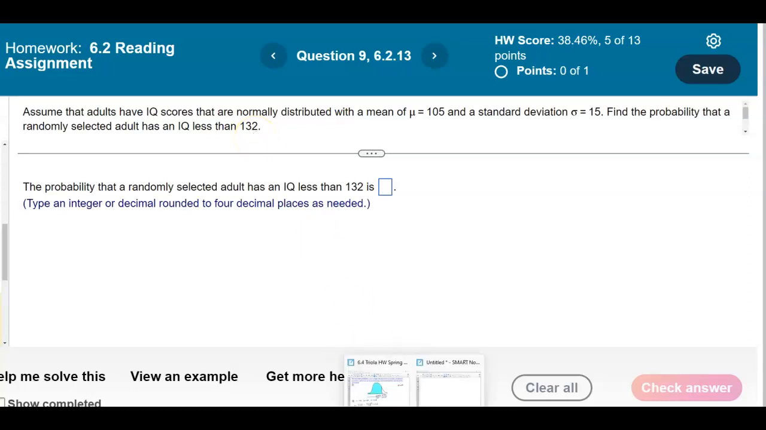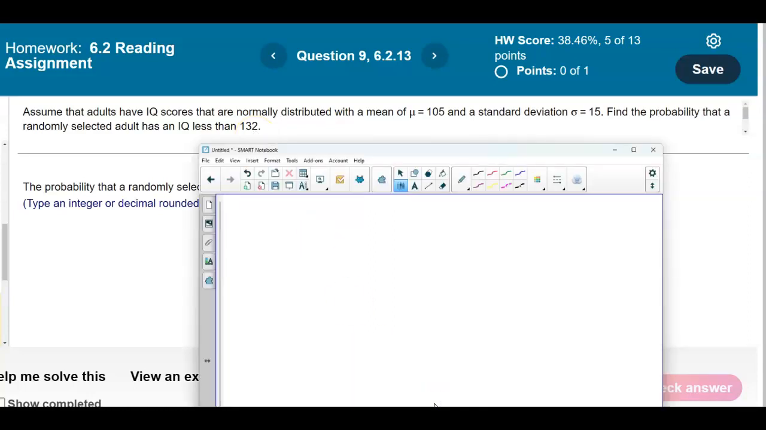So for this example, we're going to first draw a picture, a sketch of the bell curve. So the first step is to draw a bell curve. And then we're going to label the bell curve because it has a mean of 105. And then we know that the standard deviation is 15.